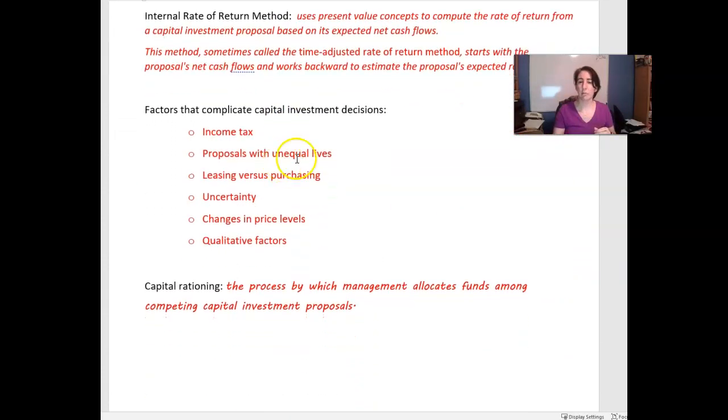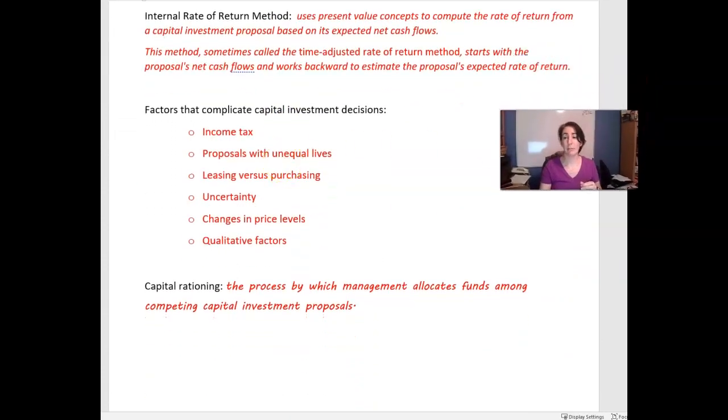Internal rate of return. Told you we're not really talking about that. It uses present value concepts to compute the rate of return from a capital investment proposal based on its expected net cash flows. Does that sound familiar? It's kind of like the net present value method, but looking at it from the opposite direction. I'm not going to get into the math on it. By all means, you cover it in a finance class somewhere along the way, but that's a little bit more than we do in here.